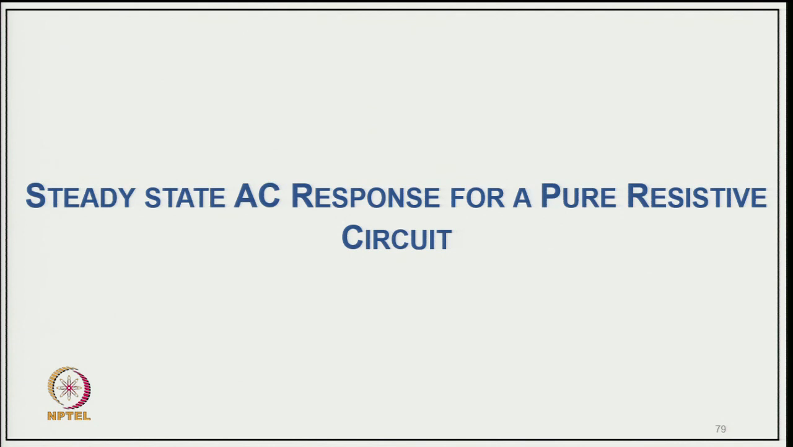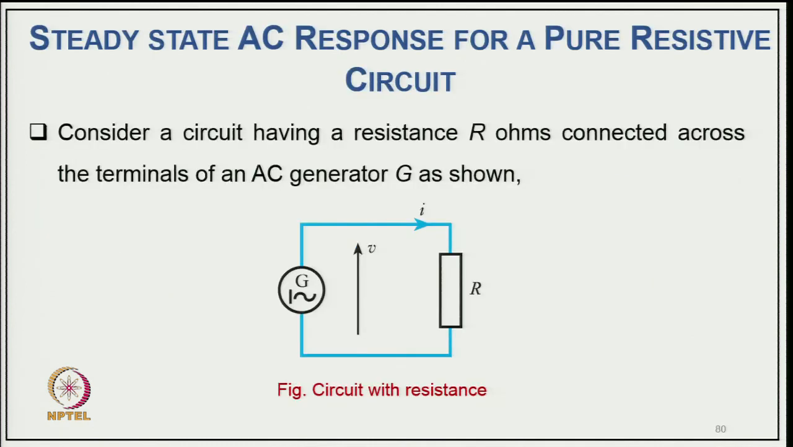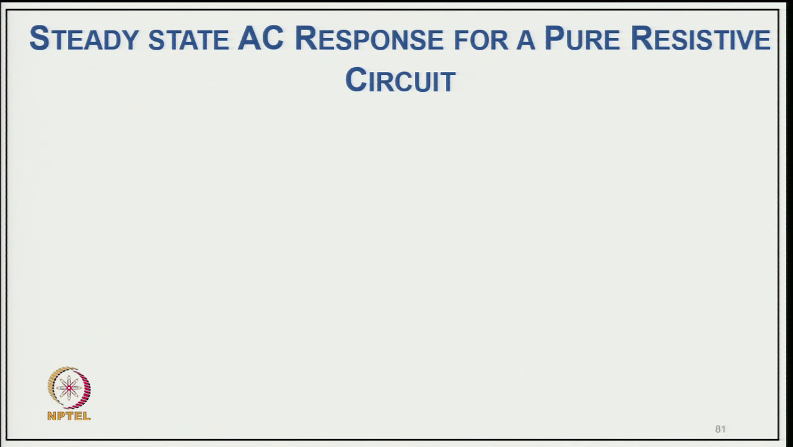So, now coming to the steady state AC response of a pure resistive circuit. We have considered a circuit having a resistance of R ohm connected across the terminals of an AC generator G, as shown here in the figure. So, we have the voltage of the generator, and we have a current I across the resistance.